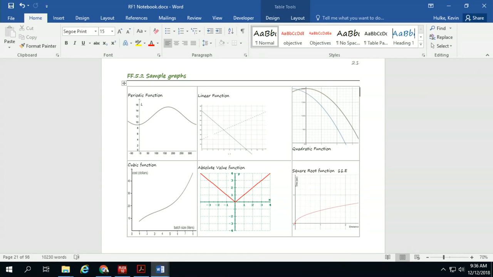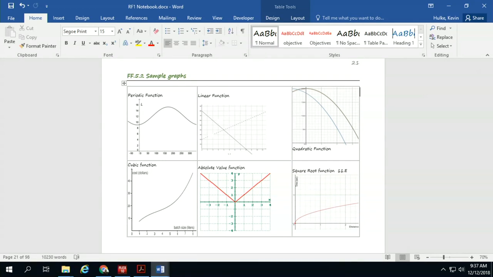A cubic function is always increasing or always decreasing, right? Next one, we didn't do much with absolute value functions, and frankly, it's because absolute value functions are kind of specialized. Square root function. The one that we did is the distance versus time back in 11E, I don't remember what it was. But the square root function, we had to make an exception.